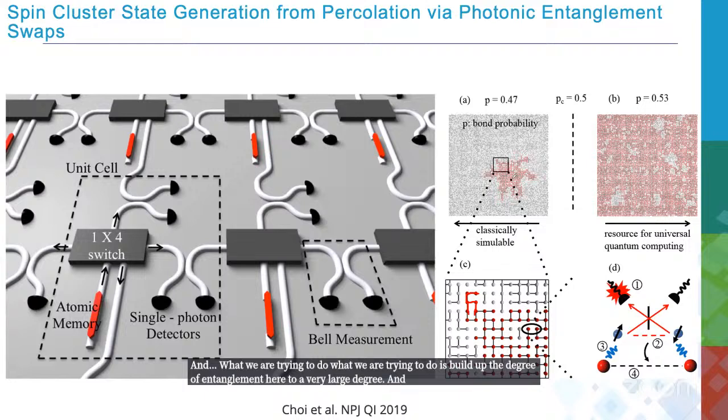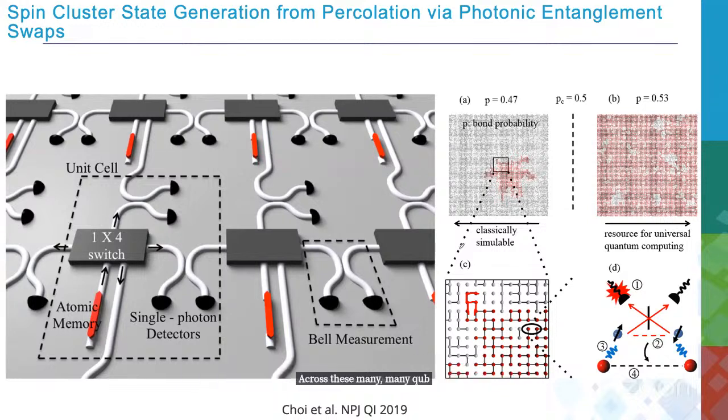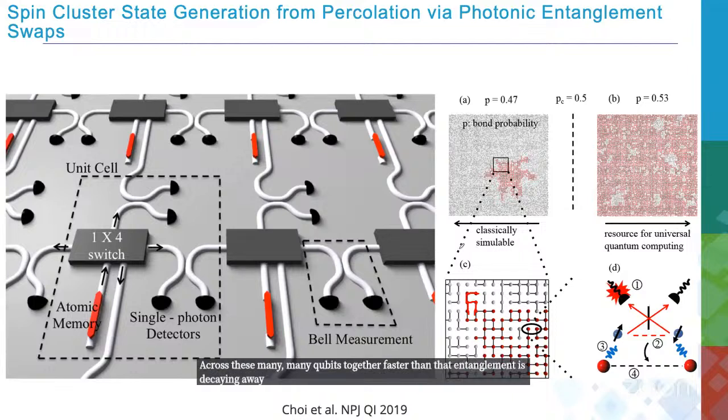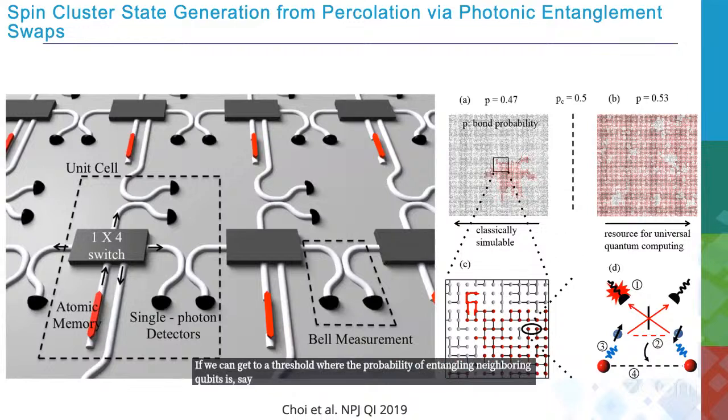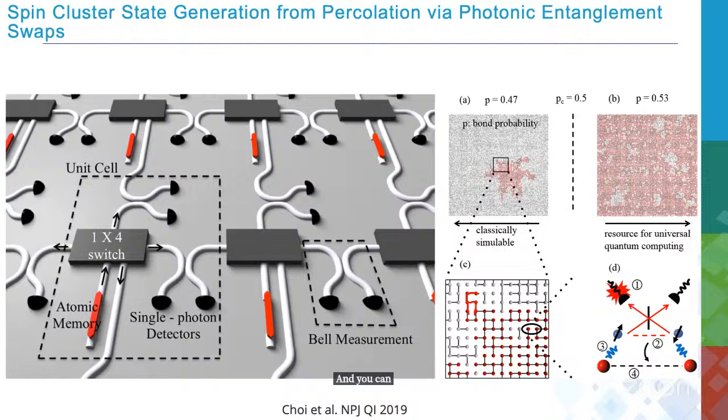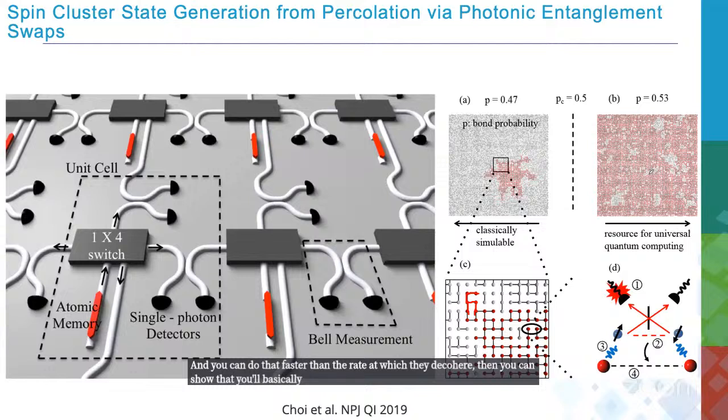And we have to do that faster than they decay, right? We're trying to build up this entanglement across these many qubits together faster than that entanglement is decaying away. And if we can get to a threshold where the probability of entangling neighboring qubits is, say, above 50%, and you can do that faster than the rate at which they decohere, then you can show that you will asymptotically converge on a state such that almost everything in this lattice will be entangled, okay? If they're all connected photonically.